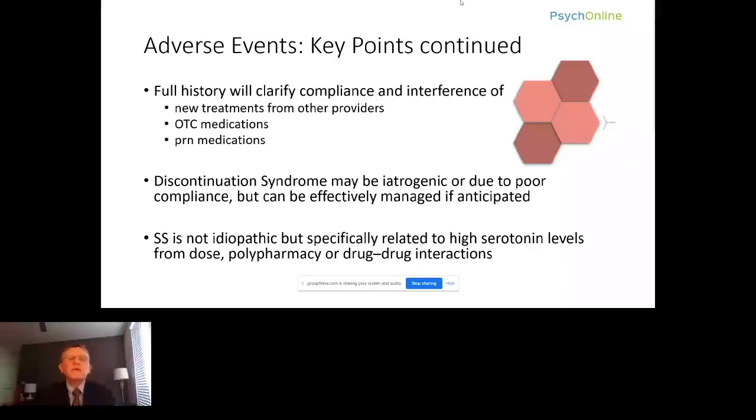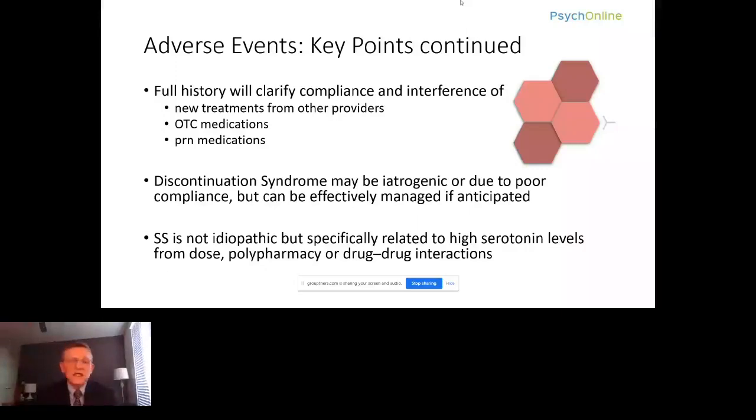The full history will clarify compliance and interference of new treatments from other providers, over-the-counter medications, and PRN medications. Don't just assume it's the medication that the patient's asking you about. Discontinuation syndrome may be iatrogenic. We may have given an ill-advised prescription, or due to poor compliance, patient missing their medication, but it can be effectively managed if we anticipate it.